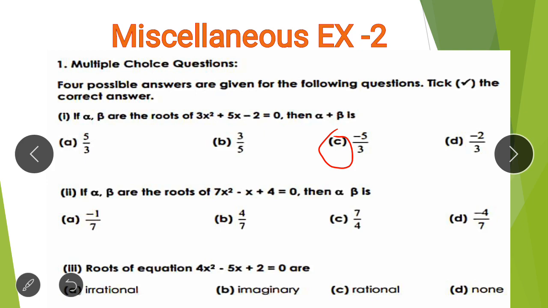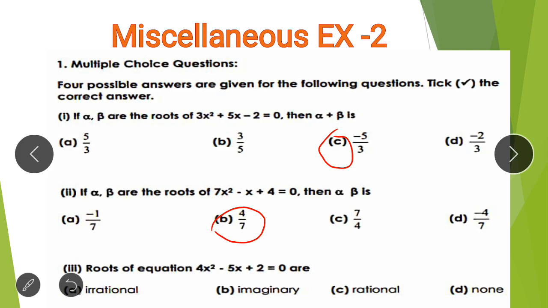Next is, if alpha and beta are the roots of the equation, then alpha into beta is, means you are going to find the product of the roots. The product of the roots is equal to c upon a. So c is here 4, and a is 7. So 4 upon 7 means the B part will be your answer.